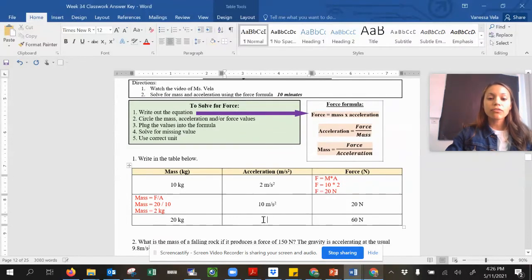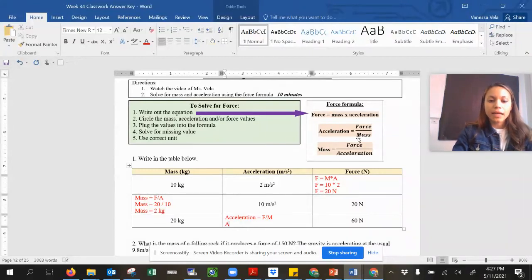All right, now for acceleration. Same thing. We know the mass, we know the force, but we are missing the acceleration. We do not know the acceleration, but we do know that acceleration equals force over mass. So I'll do F divided by M here. Now let's go ahead and plug in the values.